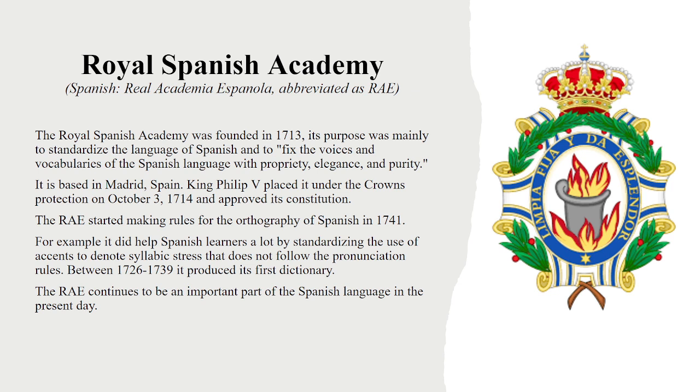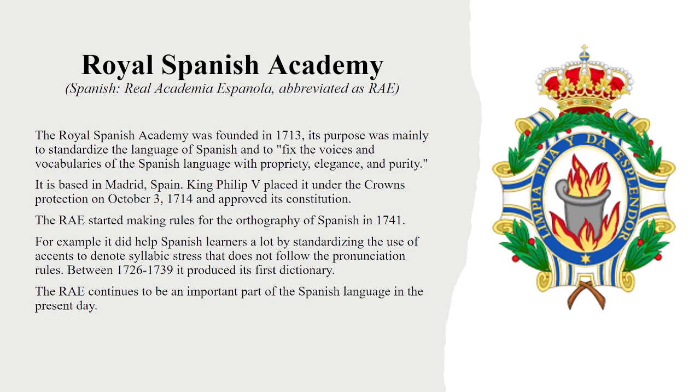The RAE started making rules for the orthography of the Spanish language in 1741. For example, it did help Spanish learners a lot by standardizing the use of accents to denote syllabic stress and words that do not follow the pronunciation rule. Between 1726 and 1739, it produced its first dictionary. The RAE continues to be an important part of the Spanish language in the present day.